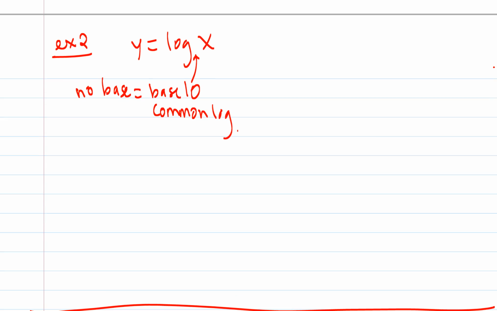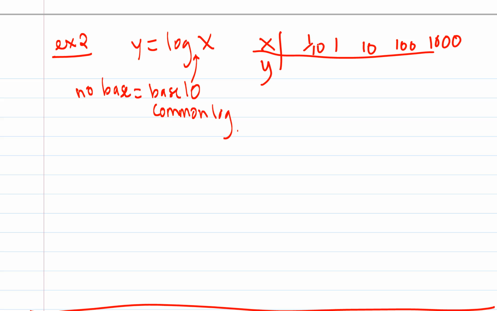What do I do if there's no base? Well, once again, we know that that's called a common log, so base 10. So what values of x will I choose? Powers of 10. Like 10 to the 0, 10 to the first, 10 to the second, 10 to the third, 10 to the negative 1. Why would I do that? Because log base 10 of 1 is 0, log base 10 of 10 is 1, log base 10 of 100 is 2. The exponent ends up being the answer.